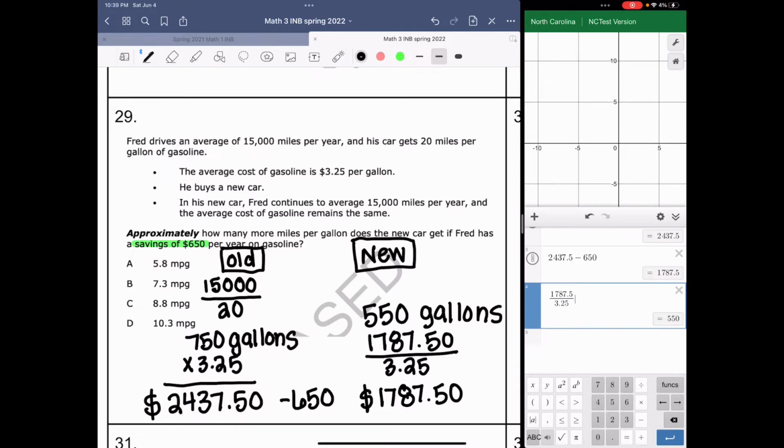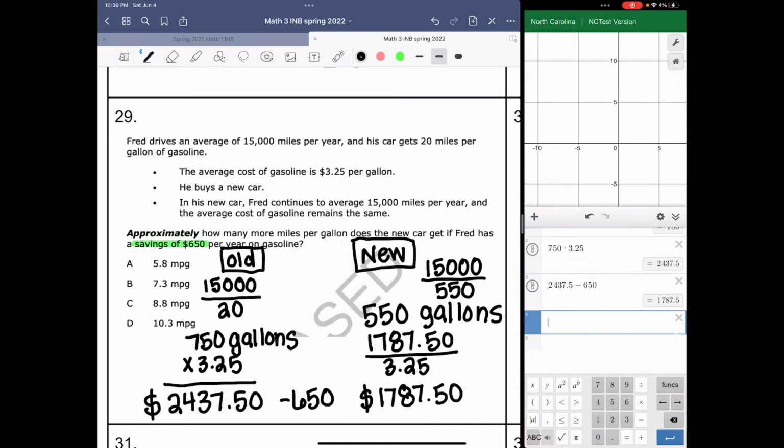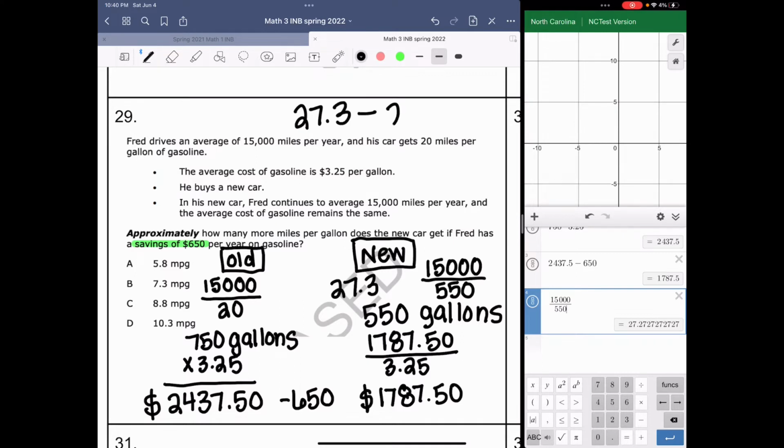So he's still going the same amount. So we know he's going 5,000 miles. So we're going to divide that by the gallons, and that's going to give me how many miles per gallon he's able to get. So we're going to do 15,000 divided by 550, and we know he's getting 27.3 miles per gallon. Well, the question is, how many more miles per gallon does he get in his new car? Well, he gets 27.3 in his new car, minus the original 20, so he's able to get about 7.3 more miles per gallon.